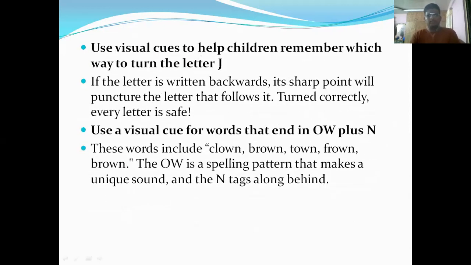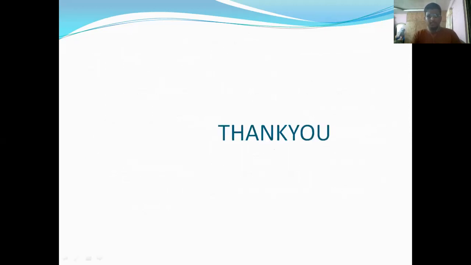Use cues to help children remember which way to turn the letter J if the letter is written backward, such as a sharp point that punctures the letter, helping it follow through correctly. Use a visual cue for the word N is on as N. This word includes tone, tone, and tone. The O is a spelling pattern that makes a unique sound, the N tags along behind. Thank you.